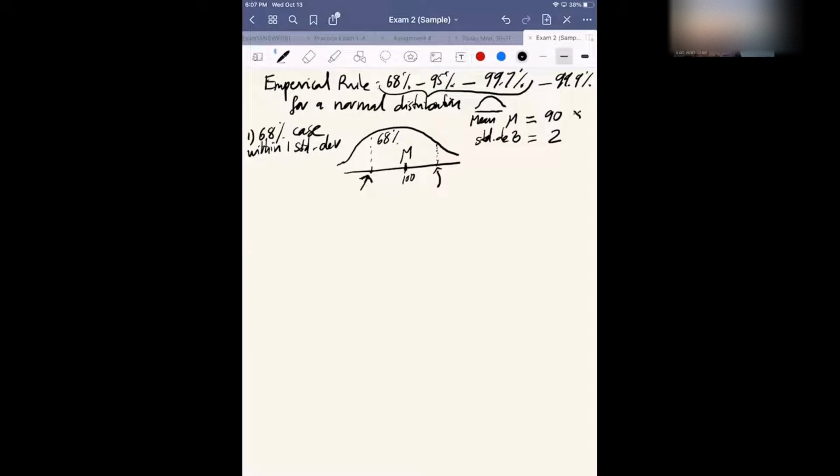Sometimes the mean can be the X bar, everyone, if it's the sample, and the standard deviation of a sample is going to be the S, okay? So make sure that you know that. We can use this rule for the population or for the sample.